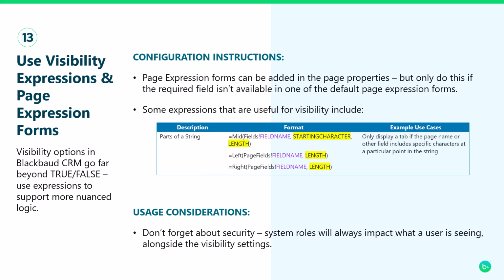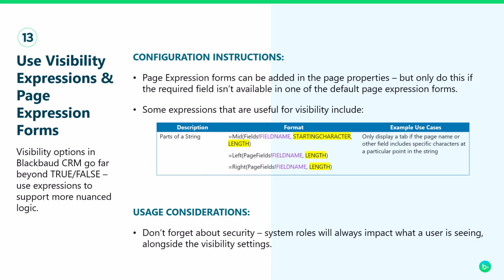Often you'll be able to achieve what you need by just adding one of the default expression forms for that record type. But if you need to, you can also create a new view form using the SDK and then add that in through the page expression section.